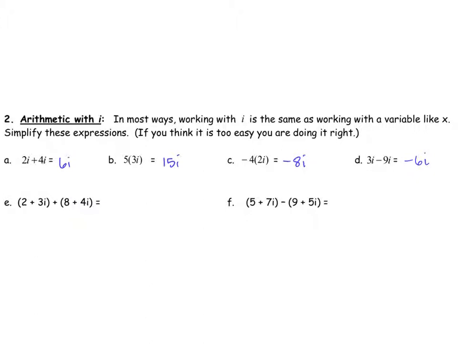2 plus 3i plus 8 plus 4i, those parentheses are not necessary because this is being added. So we add the 2 and the 8 to get 10. 3i plus 4i is 7i. And here we're going to distribute that negative just like we did in that warm-up. So we've got 5 plus 7i minus 9 minus 5i. 5 plus negative 9 is going to be negative 4. And 7i minus 5i is going to be positive 2i.